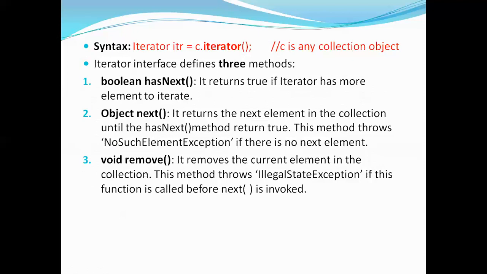If the next element is not there, then it will not take the next element. So here hasNext will just tell you whether the next element is there or not. If it is there, then it will take the next element. If it says there is no next element, then it will stop. So it returns the next element in the collection as long as hasNext returns true.